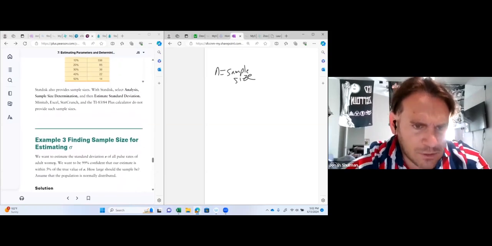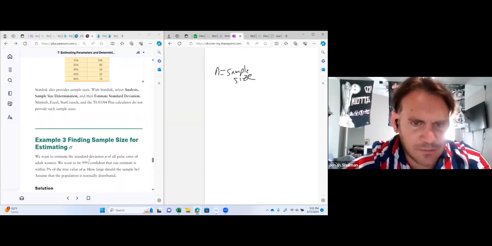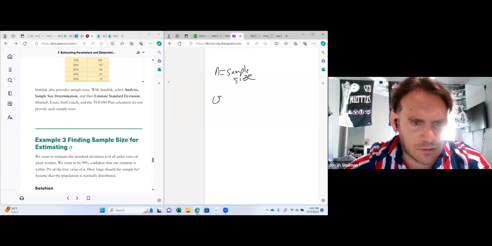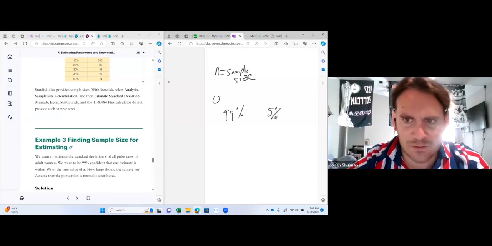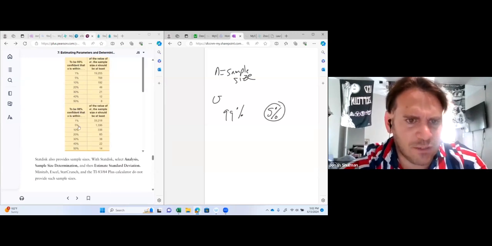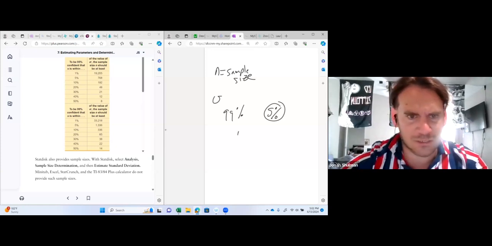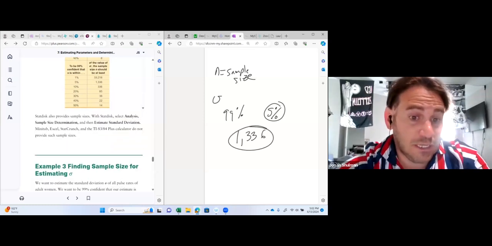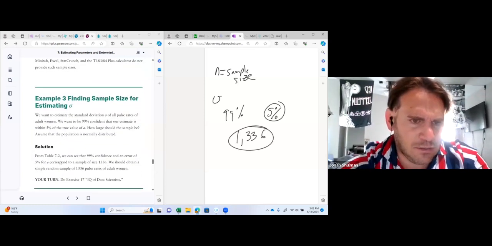All right. We want to estimate the standard deviation. We want to be 99% confident that our estimate is within 5% of the true value. So if I want to be 99% confident that it's within 5% of the true value, I believe we need at least 1,336 people. Just looking at it. That's it. All right, so we're just going to use the table.